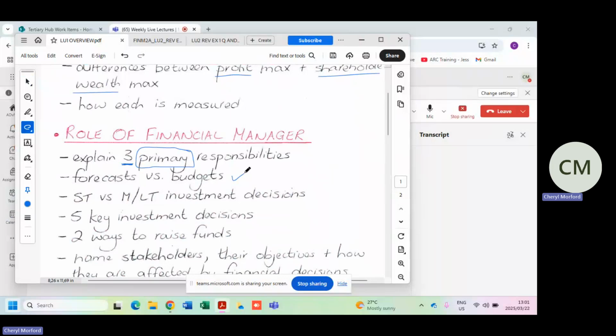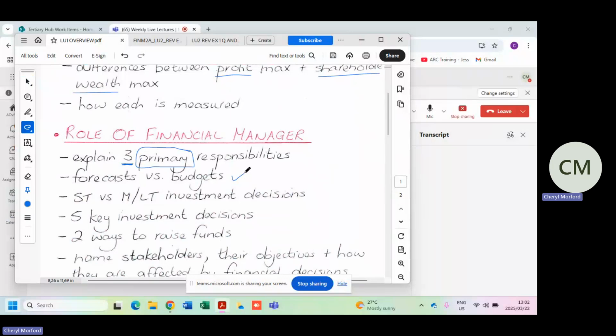Also, make sure that you know how the forecasts and the budgets can assist the financial manager in making decisions and in planning and making sure that the business is operating in such a way that it maximizes the wealth of the shareholders. Next up, we have investment decisions.